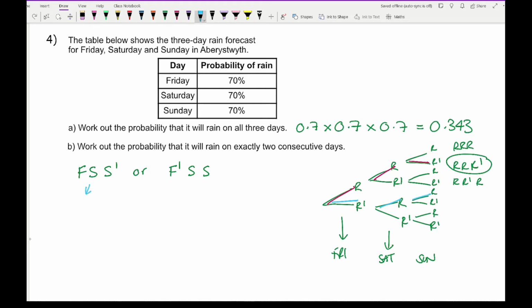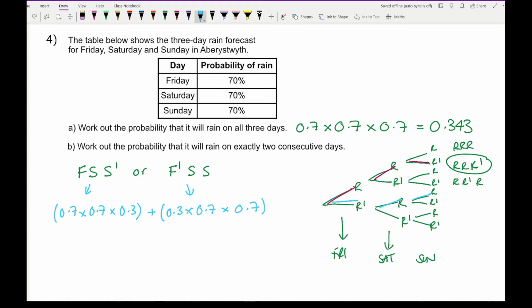But from this, what we can then do is work this out. So the probability of it raining on Friday is going to be 0.7. The probability of it raining on Saturday is going to be 0.7. But the probability of it not raining on Sunday is going to be 0.3. Plus, then, the probability of it not raining on Friday is going to be 0.3. The probability of it raining on Saturday is going to be 0.7. And the probability of it raining on Sunday is going to be 0.7.